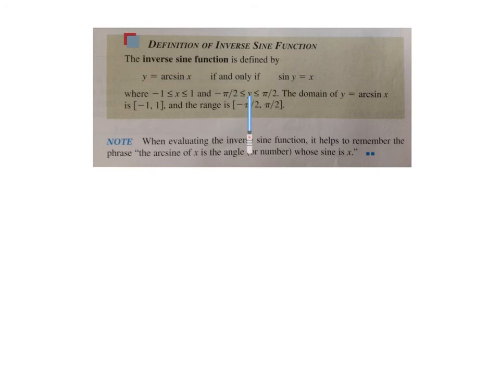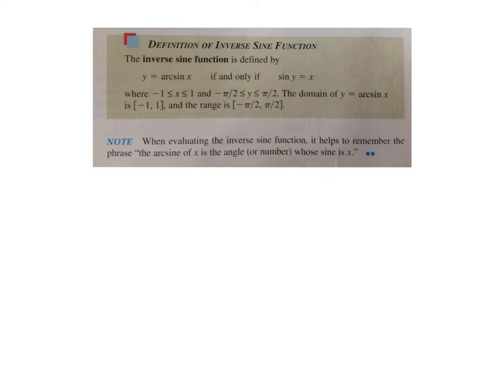And now our range, our y's here, are from negative pi over 2 to pi over 2, which was our old domain. So the domain of y equals arc sine is negative 1 to 1, and the range is negative pi over 2 to pi over 2, which is what we just said. So to me, this is the important part down here: the arc sine of x is the angle whose sine is x.